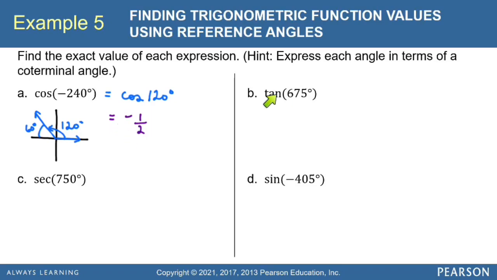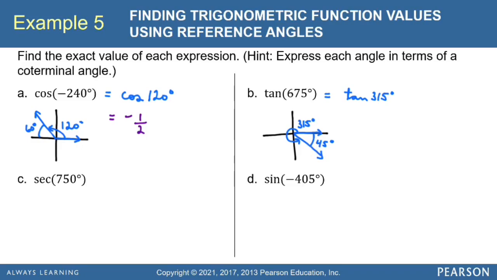Then for part B, we're asked to find the tangent of 675 degrees. So that's too large for us to sketch, so let's subtract 360. And then we see that the tangent of 675 degrees is equal to the tangent of 315 degrees. Now we know how to draw a 315 degree angle. We know that's going to be a quadrant 4 angle. And then 360 minus 315 degrees is going to leave 45 degrees for our reference angle.